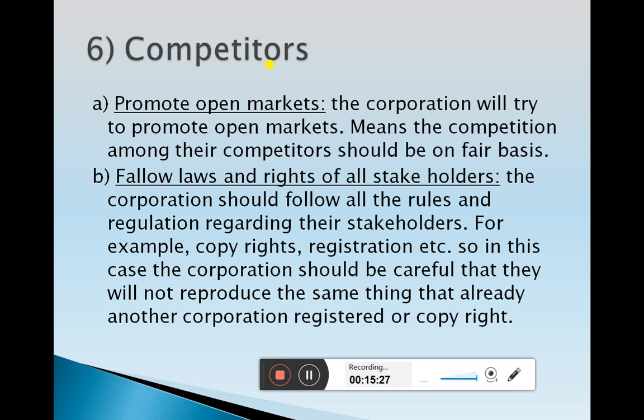Companies must take care of their competitors as well. Regarding dealing with competitors, number one: promote open markets. This simply means that corporations will try to promote open markets. Competition among their competitors should be on a fair basis. What does it mean? Every organization or company definitely competes with its competitors, and this competition must be on a fair basis.